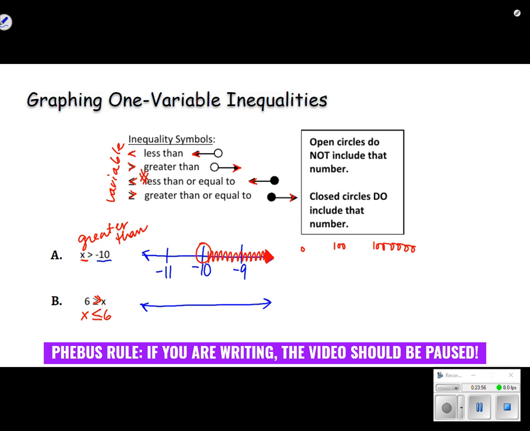Right, got a question for you. What number goes on this number line? The only number I need to see is 6. It's got a closed circle because it has an equal to bar. So make sure that that circle is closed and it's on that number line. We're shading to the left because it's less than. Numbers less than 6 are over here, like 0 and -100. Okay, so we shade all the numbers less than 6 or equal to 6.